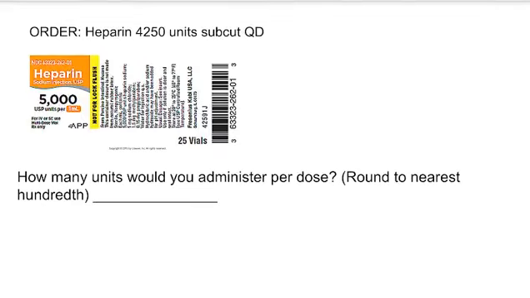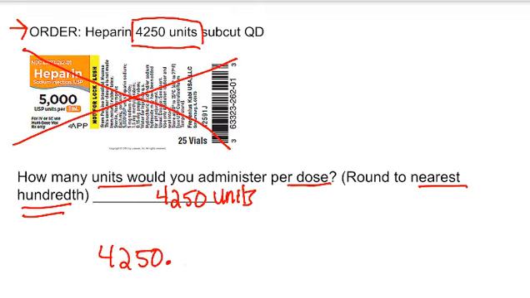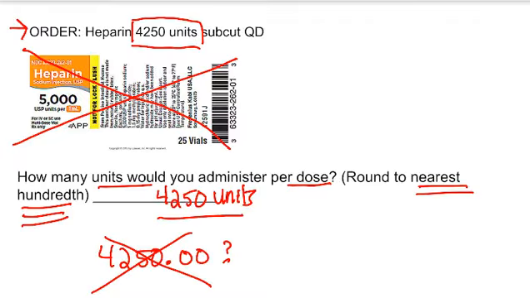Scrolling right along. Units per dose, round to the 100th. How many units per dose? I don't need to know my concentration. All I need to know is my doctor's order. How many units did the doctor order per dose? Doctor ordered 4,250 units. Now, it says round to the 100th. Do you think I want to write 4,250.00? No, I don't want to do that because I can make a medication error there. So even though it says round to the nearest 100th, that's a little trickery. It doesn't go to the 100th. My answer is a whole number, 4,250 units per dose. Okay.